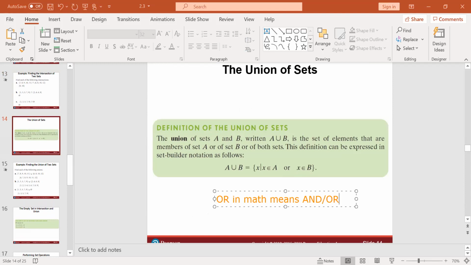We don't mean that if you say A or B, you mean it's things that are strictly in A or B, but not in both. No, you mean all things that could be in both or just any one of them. It's the most inclusive thing allowed.